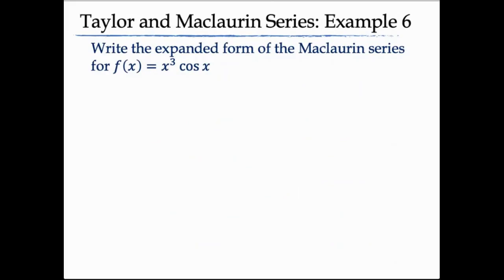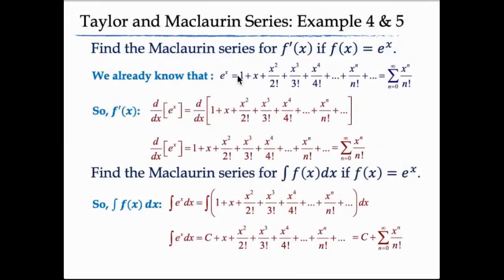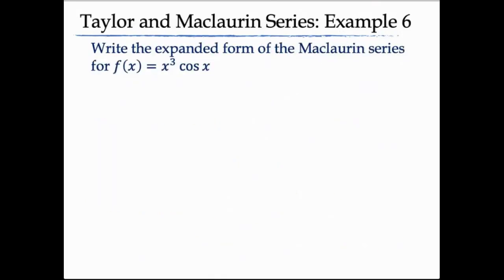All right. So what about x cubed times cosine of x? What's the expanded form of the Maclaurin series for this? By the way, this right here is called the expanded form. So if we do 1 plus x squared over 2 factorial plus x cubed over 3 factorial, that's the expanded form of this series, or this summation. Okay, so we want to find that for x cubed times cosine of x.